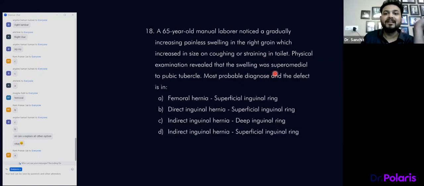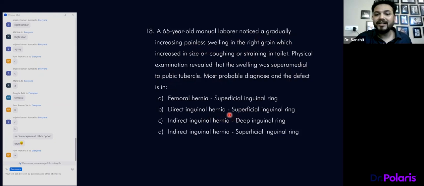Now see this. This particular man is a 65-year-old male. That is my first clue that this is an old age problem. In old age, my abdominal wall musculature is weak. Once he coughs or strains, he develops a groin swelling which is superomedial to the pubic tubercle. As soon as you see superomedial to the pubic tubercle, the first thing that comes to your mind is not femoral. I already told you, it cannot be femoral. So it can be either direct or indirect.